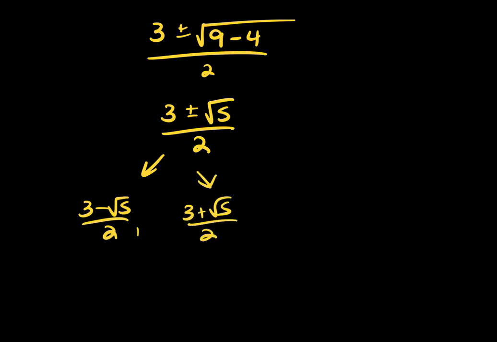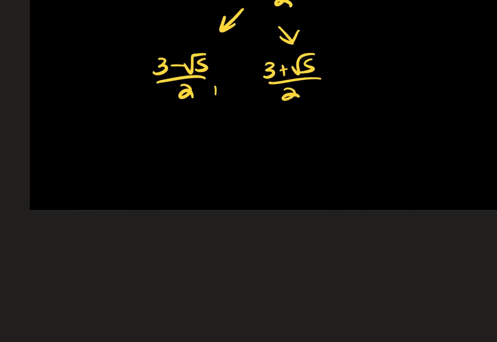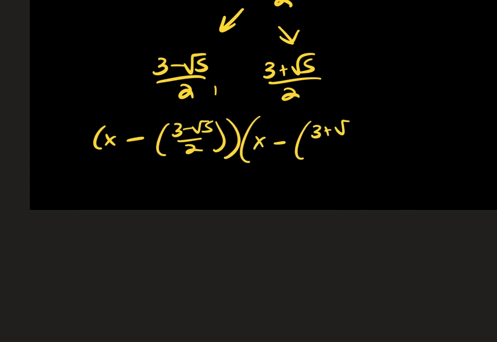So if it had just asked me to find the zeros, I'd be done. But then it asked me to write them as a product of linear factors, which means I have to put it behind x. So it would be x minus 3 minus root 5 over 2 and x minus 3 plus root 5 over 2. Now I still have to do two things. One, distribute my negative. Two, get rid of the over 2. You cannot leave a fraction in your product of linear factors.